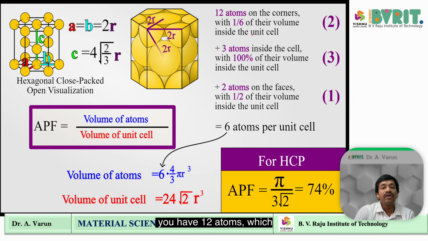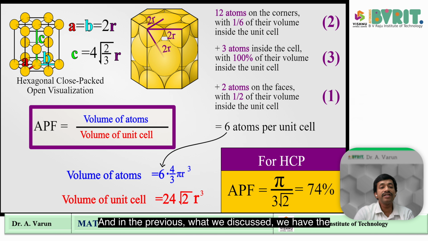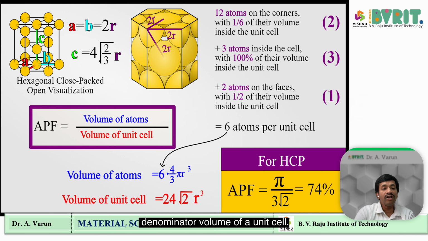As you can see, you have 12 atoms which are on the top and at the bottom, and they are taking 1/6 portion. And you can see there are three full atoms at the middle, and on the faces on the top and at the bottom you have half. So summing up, we have 6 into 4 by 3 pi r cube, and in the previous, what we discussed, we have the relationship which will give us the denominator volume of a unit cell, and once you simplify you get pi by 3 root 2, which is again 74 percentage.